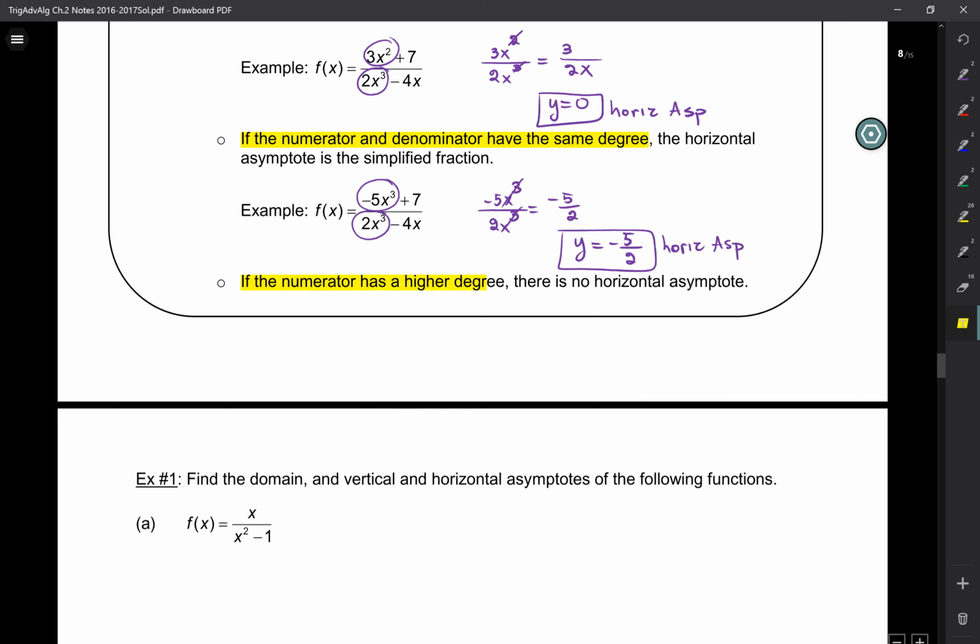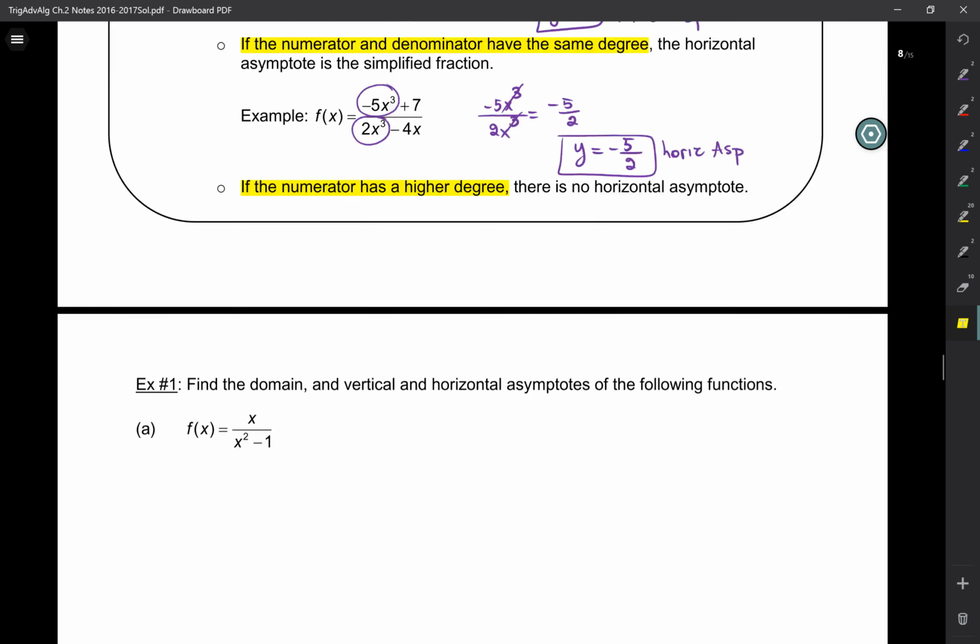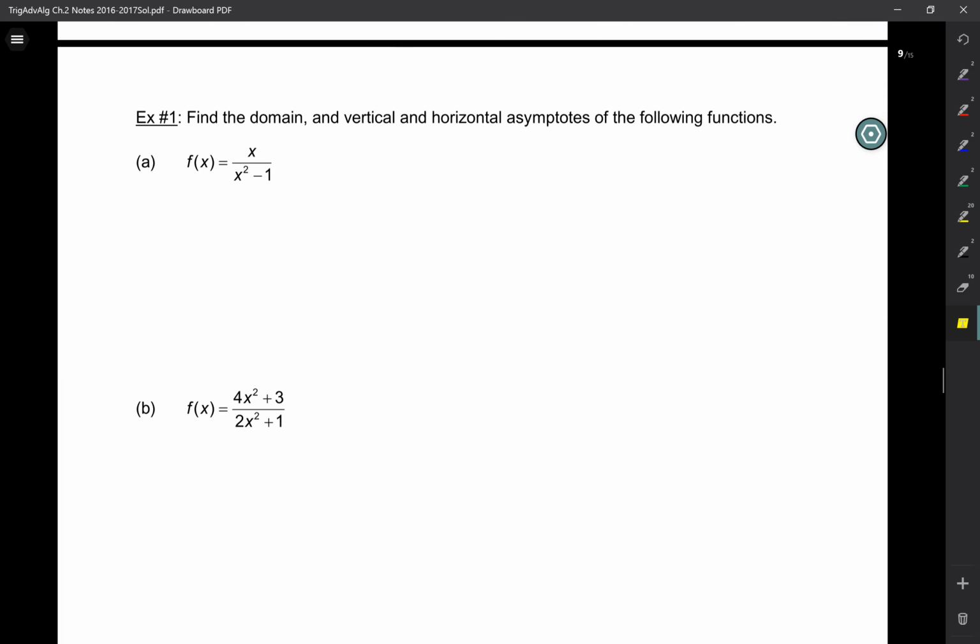Now, if the numerator has a higher degree, there is no horizontal asymptote. We'll look into that later on in this lesson. All right? Okay. So let's put it all together. Let's find the domain, the vertical asymptote, and the horizontal asymptote.